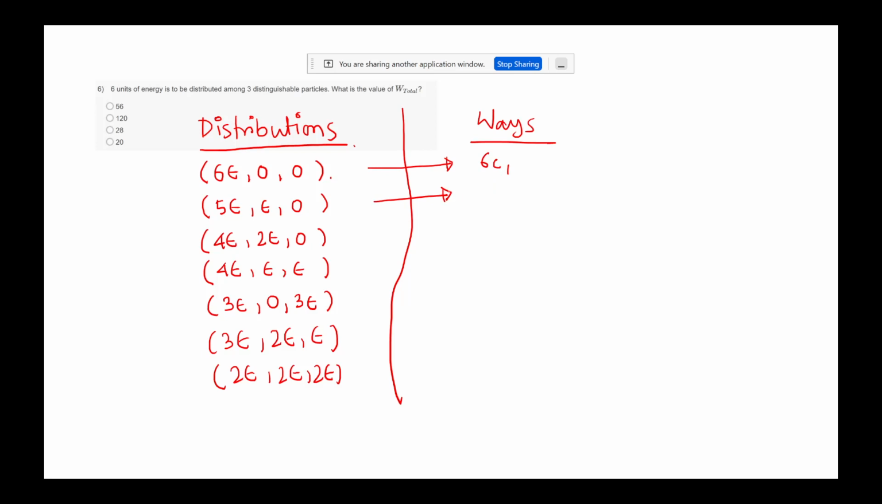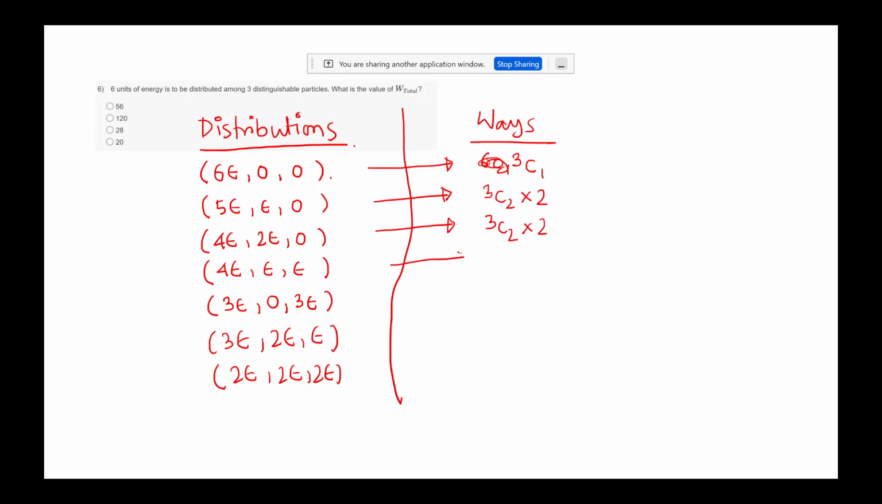So there are 6C1 into 2. Why 6C1? 6C2 into 2. Why 6 here? This will be 3, right? Sorry. Here? 3C2, 3C2 into 2. Here also the same thing, because all the three are different.